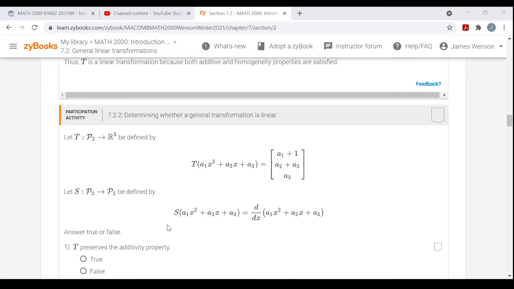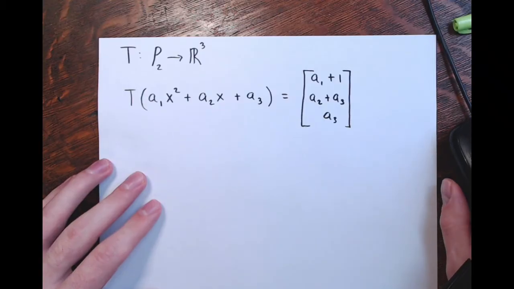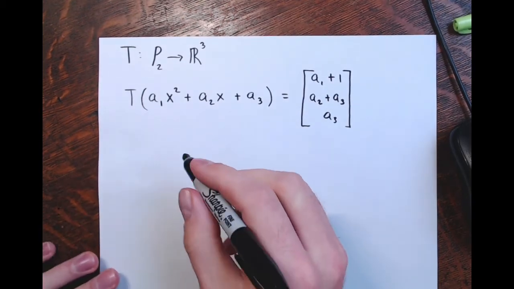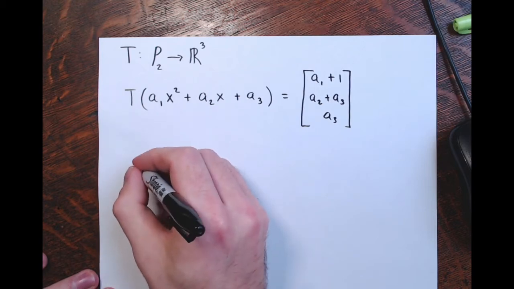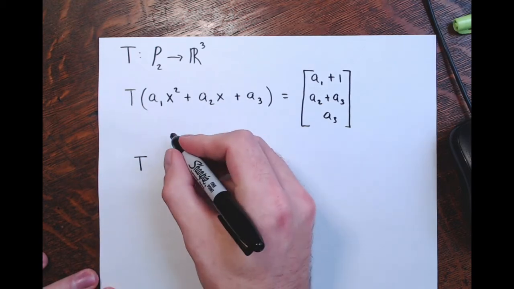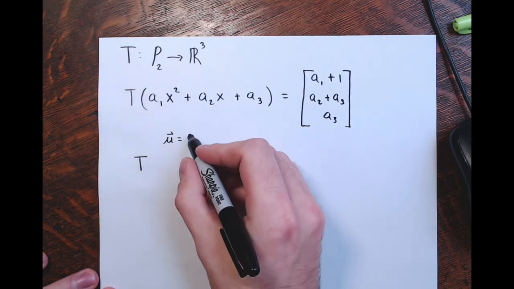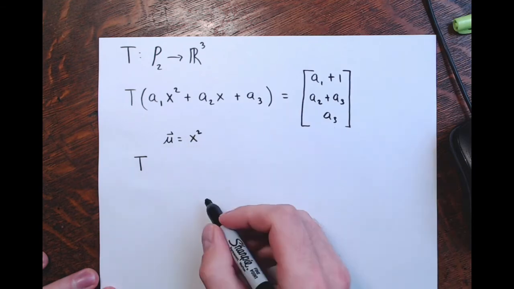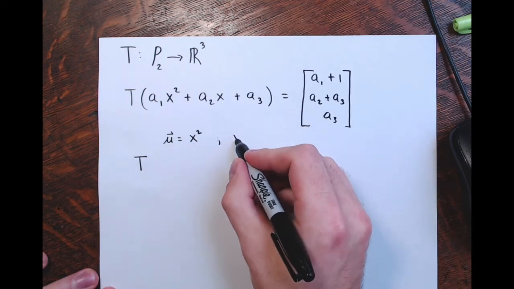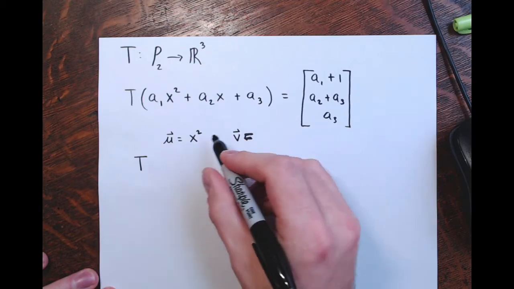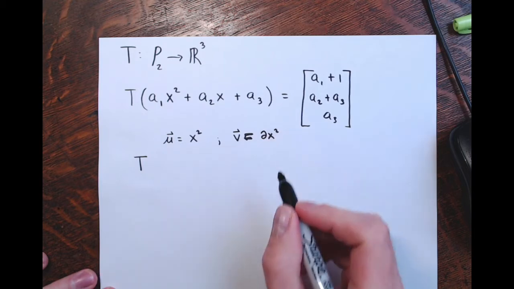All right, and I'll give you an example as to why the additivity property wouldn't hold. So here's that transformation rule we're given. Let's say vector u from the domain is just 1x squared. And let's say another vector from the domain, vector v, equals 2x squared. Why not? Just real simple ones.